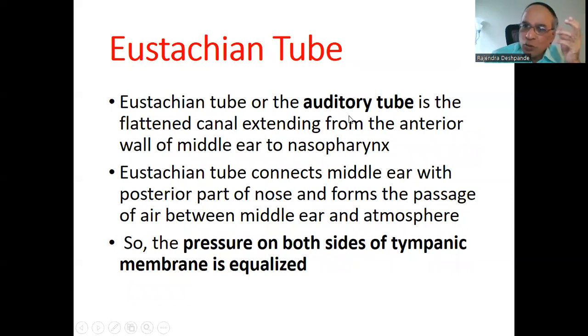Now let us talk about the next part of the middle ear indirectly, that is the Eustachian tube. The Eustachian tube, also called the auditory tube, is a flattened canal extending from the anterior wall of the middle ear to the nasopharynx. It opens into the nasopharynx in the throat. The Eustachian tube connects the middle ear with the posterior part of the nose and forms the passage of air between the middle ear and atmosphere. What is the main function of the Eustachian tube? It maintains the pressure on both sides of the tympanic membrane. From the inner side and from the outer side, the pressure is maintained by the Eustachian tube. This is a very important function of the middle ear.